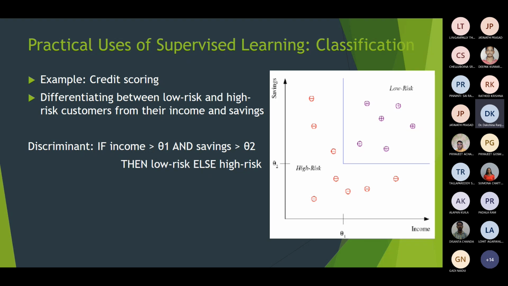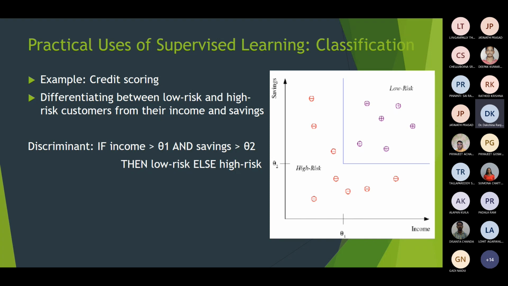Now, most of you have heard about the CIBIL score. The CIBIL score is a kind of credit scoring where we try to classify two classes, low risk customers and high risk customers, based on two different parameters. The first parameter is income and the second parameter is savings. Based on these two parameter values, we can design a discriminant function, that means the classification function, that will classify the low risk customers and high risk customers.